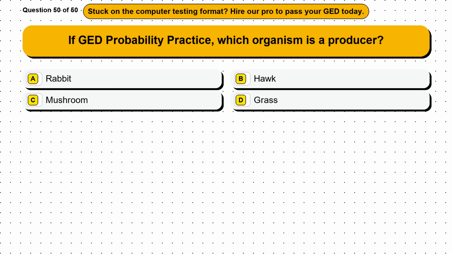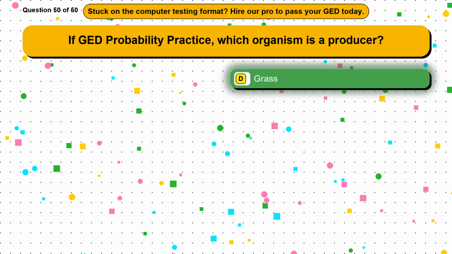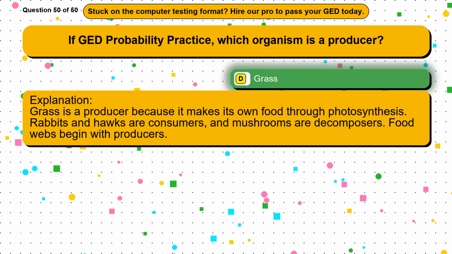Question 50. If GED probability practice, which organism is a producer? Option A, rabbit. Option B, hawk. Option C, mushroom. Option D, grass. The correct answer is option D, grass. Grass is a producer because it makes its own food through photosynthesis. Rabbits and hawks are consumers, and mushrooms are decomposers. Food webs begin with producers.